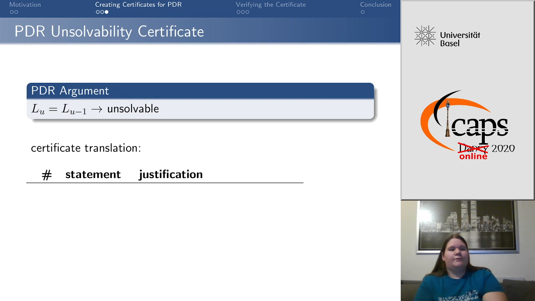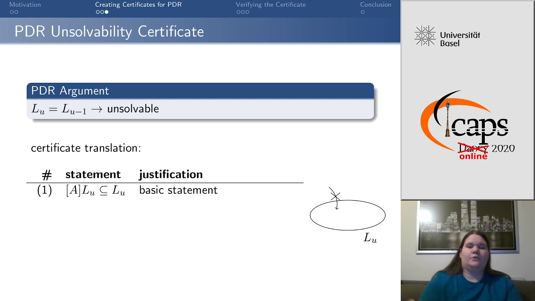Okay, with this overview, let's now see how we can create such a certificate. As I said before, PDR's argument for unsolvability is when two layers turn out to be equal. And what PDR showed actually with that is that from this layer, if you try to apply a backward step, you cannot get out of the layer. In other terms, you can say the regression of LU is a subset of LU itself. Or yet another way you can see that is, if you are not in LU, then you cannot get into LU.